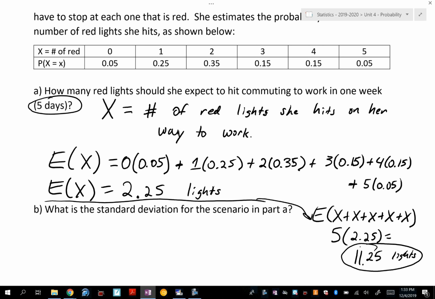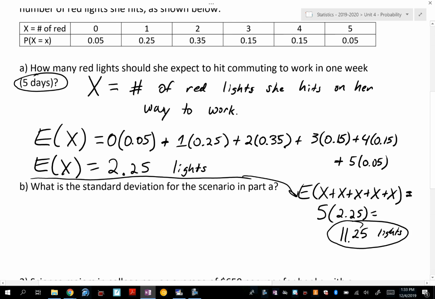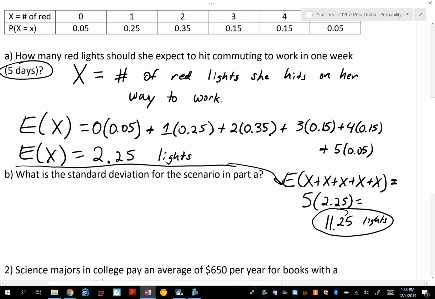It depends on the mood I'm in, right? If I'm really upset with you personally, then maybe I'll take points off. Probably not. I'm really focusing on the fact I want your brain to realize that they're separate, independent random variable events. If she gets stuck at 3 red lights on Monday, that has no impact on how many red lights on Tuesday. So that's why I list them like that.